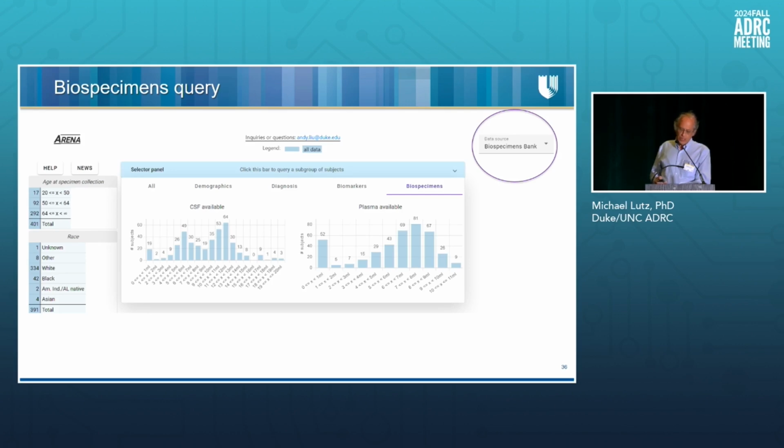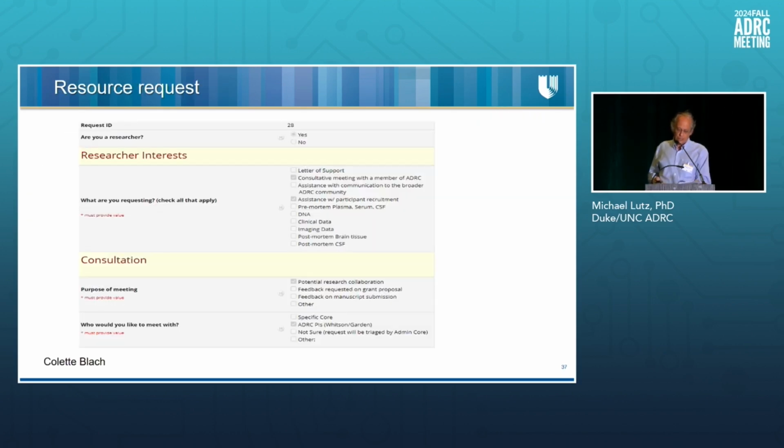In this case, the main tabs of demographics, diagnosis, biomarkers, and biospecimens are still relevant. Although individual charts are different, here we see both CSF available and plasma available to help construct a physical sample request. Once an investigator has determined that it is likely that the center has a resource that they would like to request, they make the request.